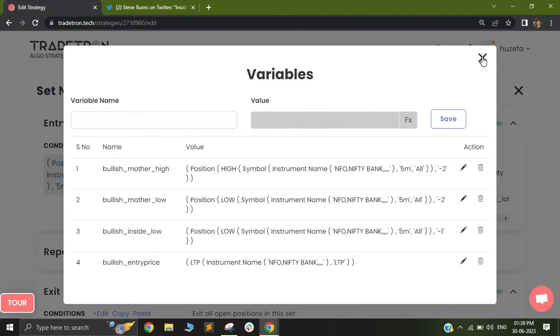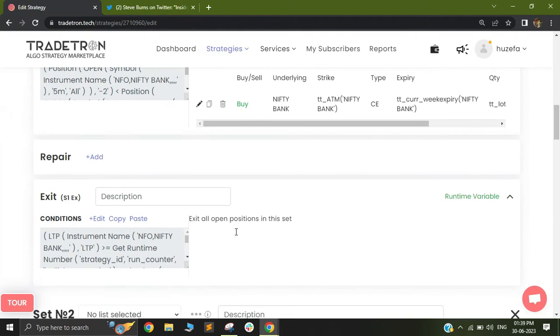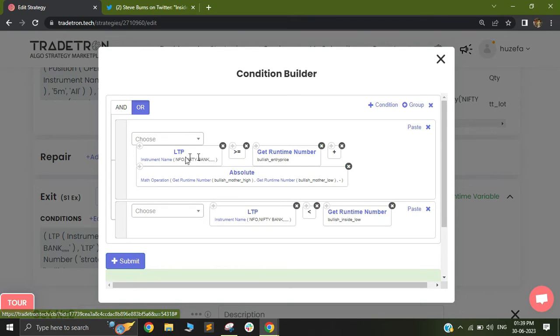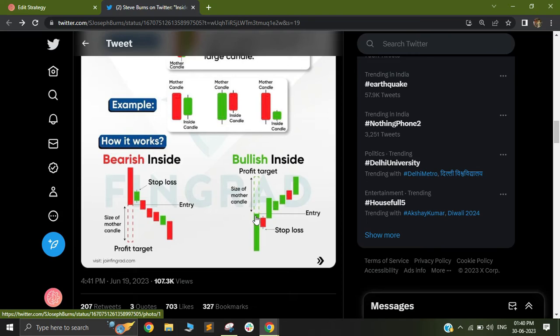So similarly, I will now show you my exit conditions. In my exit conditions, I have a condition as LTP is greater than get runtime plus absolute of a math operation. In this math operation, I am basically taking a subtraction. I'm looking at the high and the low of these two candles, and based on that, I'm making a subtraction. I'm doing the high minus low so that I'm finding the distance of this entire candle, this green candle.